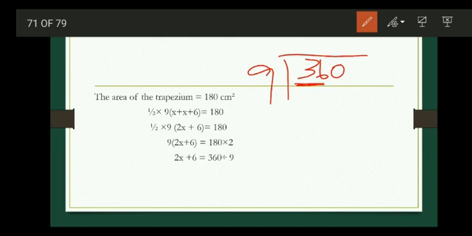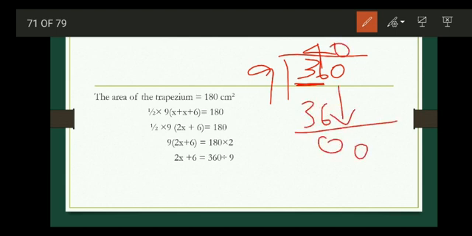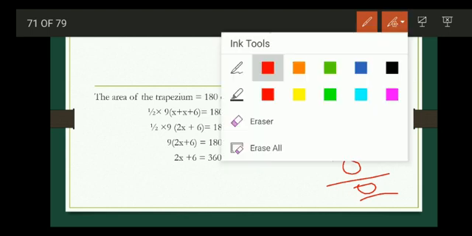So we have to take first 2 digits. Since 3 is lesser than 9, we have to take first 2 digits. Okay. So 1 9 is 9, 2 9s are 18, 3 9s are 27, 4 9s are 36. Right, remaining 0. 0 9s are 0. So 40. When you divide 360 by 9, we will get 40.